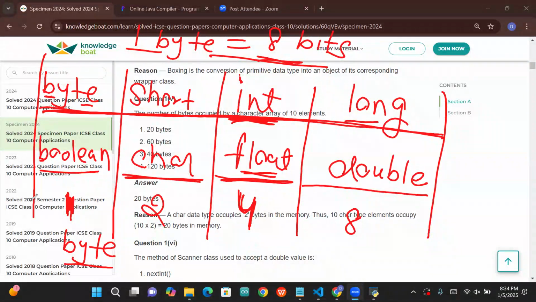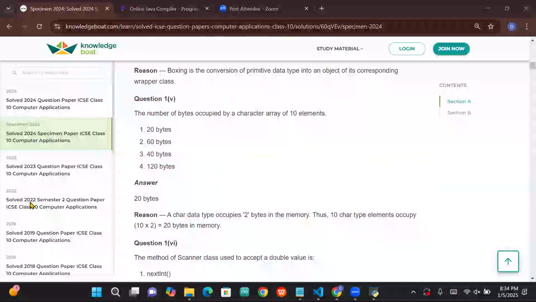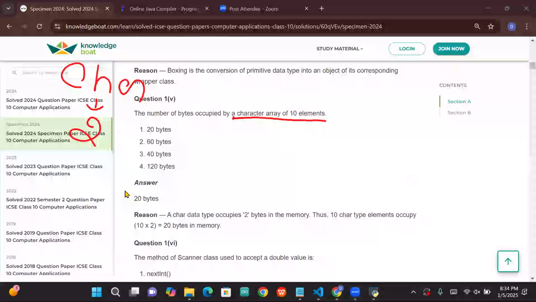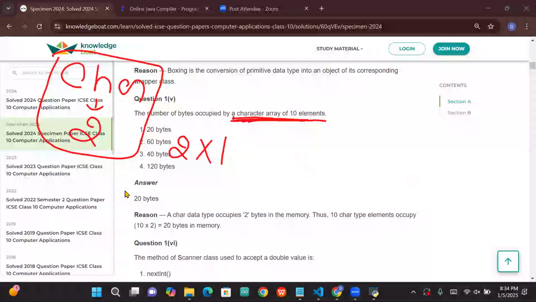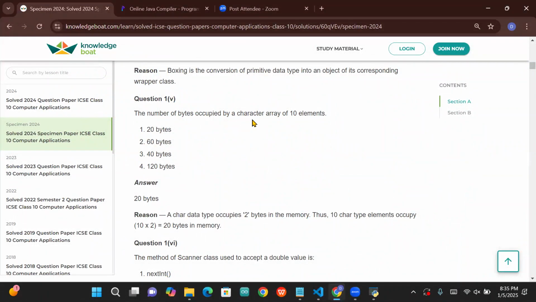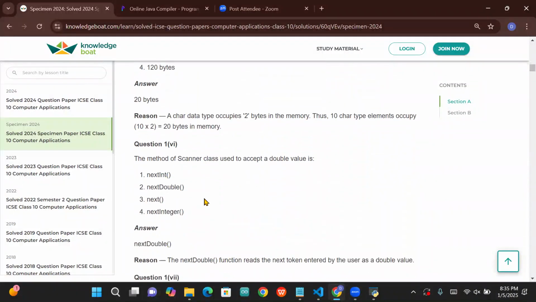Okay, so now coming to our question, character array of 10 elements. What is the size of character? 2 bytes. It is saying 10 characters. One character has 2 bytes size, then 10 characters will be 2 into 10, 20. So the answer will be 20 bytes.